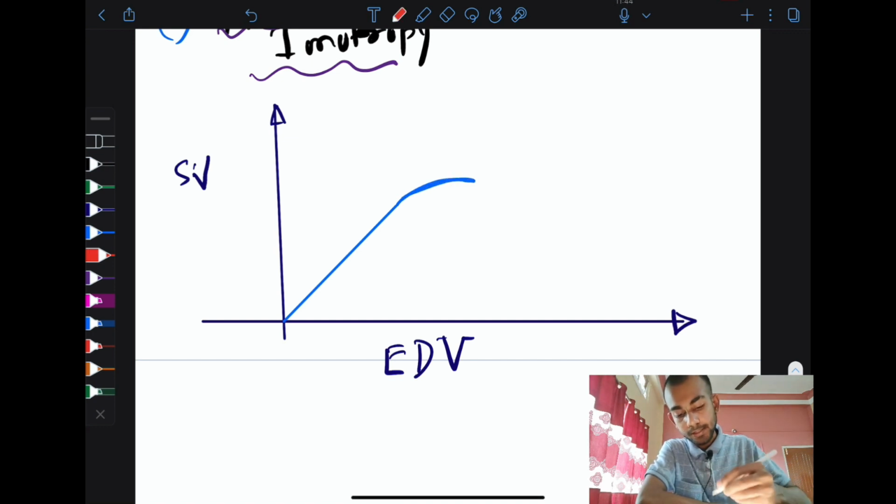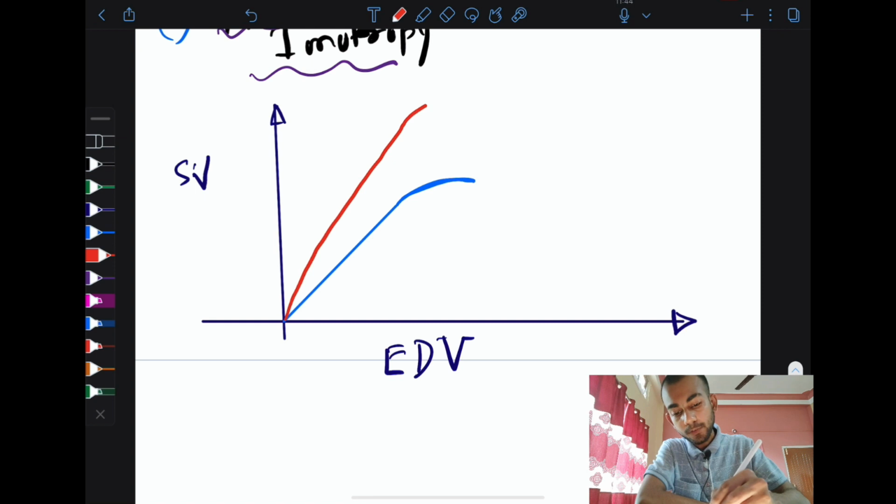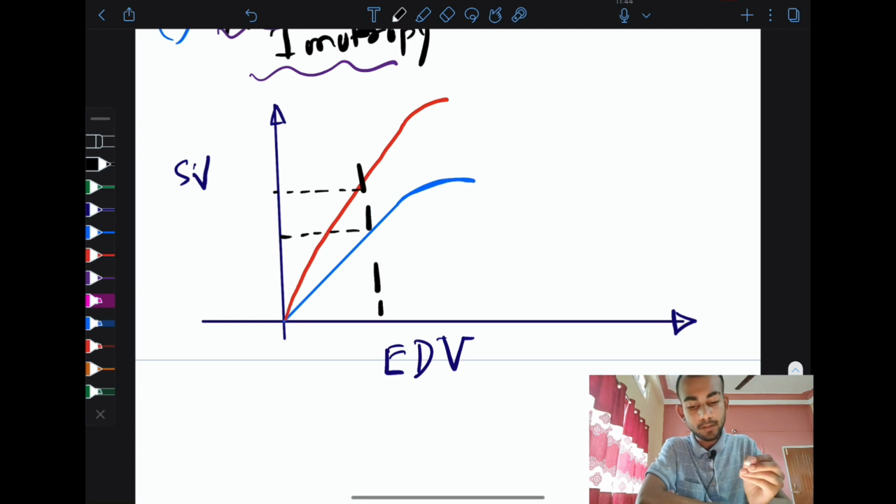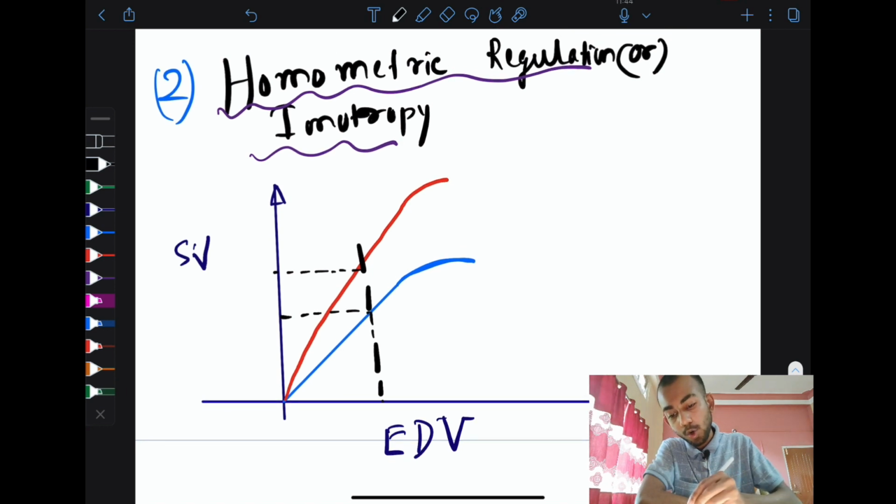Now let us see what happens if we do a kind of left shift to this graph. If we do a left shift of the graph, we see that at constant end diastolic volume, there is an increment in the stroke volume, right? We have kept the end diastolic volume constant and still the stroke volume is increasing, isn't it? So this is nothing but your homometric regulation.